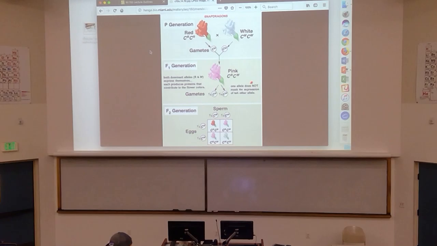You're going to get the gametes, one allele on this one, one allele on this one. You combine these together, and then when you put it through, you're going to end up with what looks like 1-2-1.